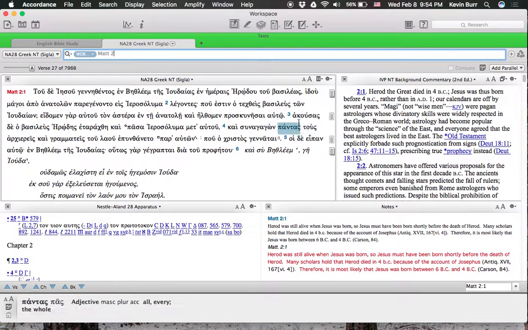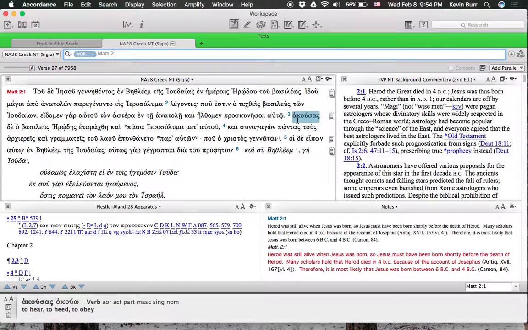And so moving along, akousas. You should recognize this from akouo, that sas ending. You can see that it is an aorist active participle, masculine, singular, nominative. Akousas de ho basileus Herodes etarakthe kai pasa Hierosoluma met autou.